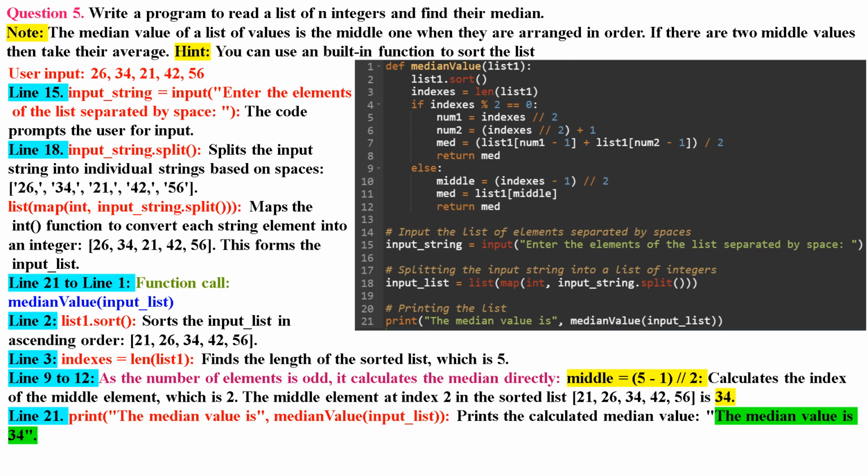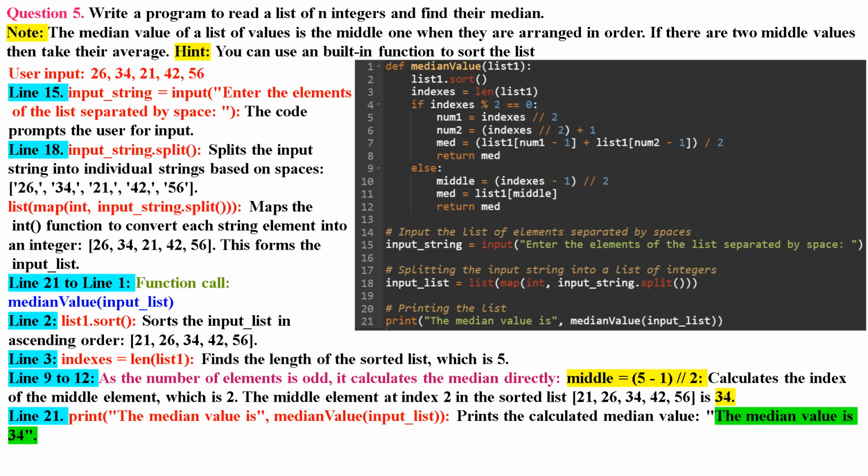Line 9 to 12. As the number of elements is odd, it calculates the median directly. middle equals 5 minus 1, floor division 2. Calculates the index of the middle element, which is 2. The middle element at index 2 in the sorted list 21, 26, 34, 42, 56 is 34.